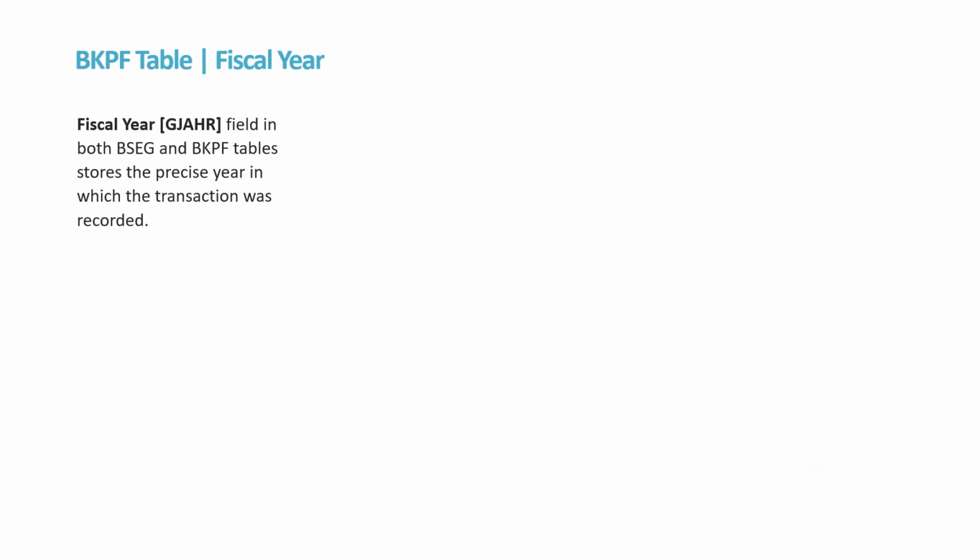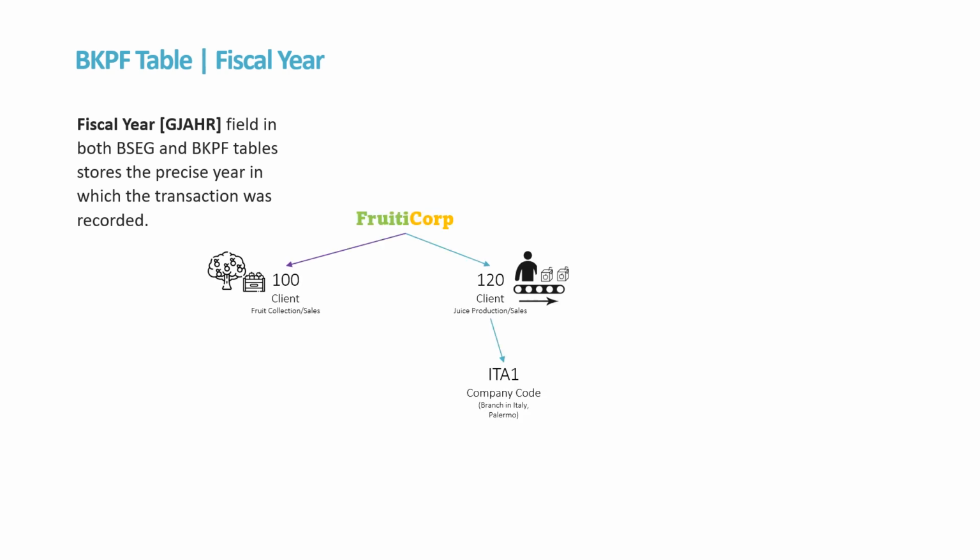The fiscal year field in both BSEG and BKPF tables stores the precise year in which the transaction was recorded. Typically, this field is derived from the posting date field, which refers to the date when the transaction was posted in the system and signifies the date at which the financial event was accounted for. We can illustrate this concept in this form.